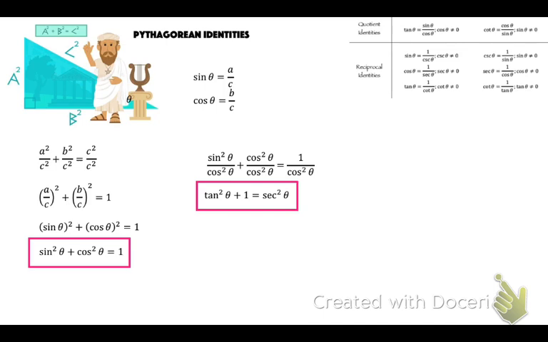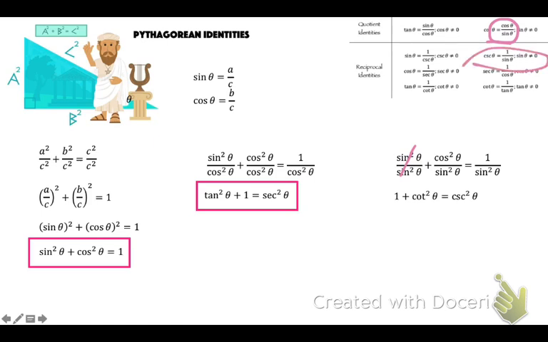Okay, and again, we can get the third one. But now instead of dividing by cosine, let's divide by sine. So let's divide by sine squared of theta. Well, this cancels, leaving us with 1. Cosine over sine is cotangent. And then 1 over sine is cosecant. Cool. So that is our last one.